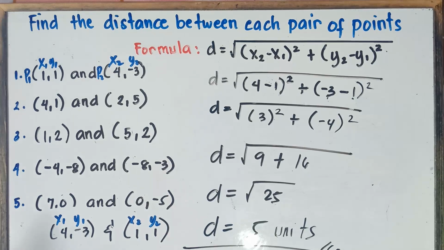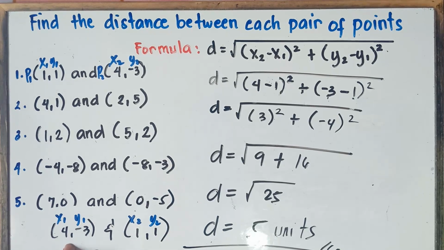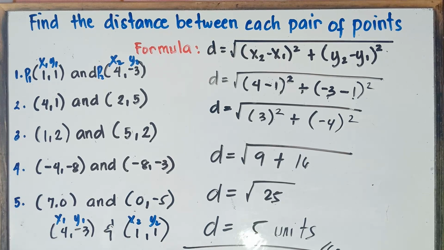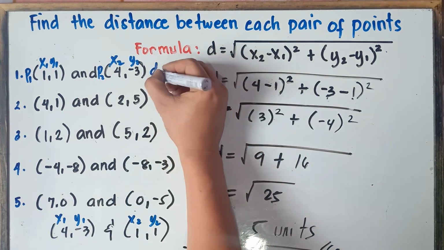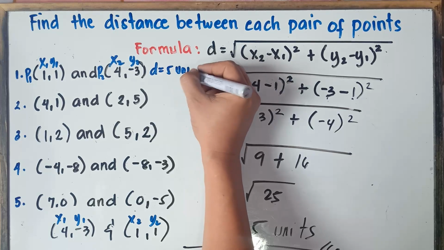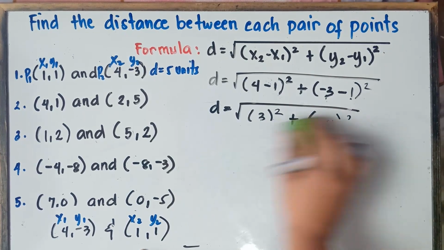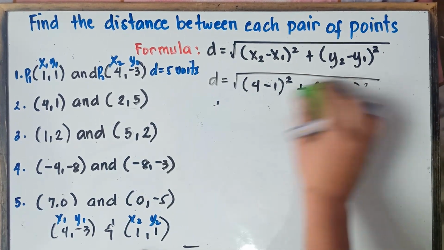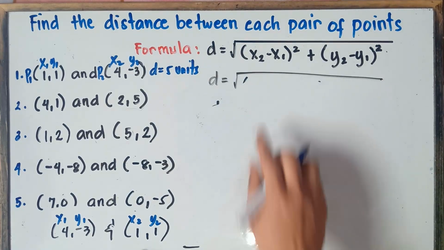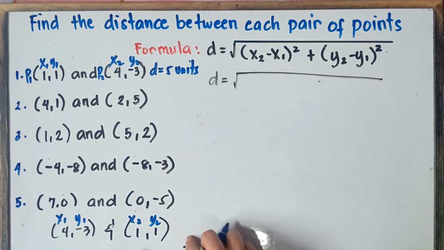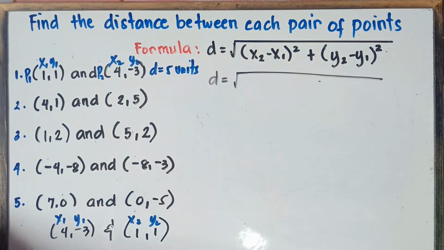Alright, so how about we try this one? Let's substitute this one and check if we have the same answer, 5 units. Alright, so D is equal to 5 units. Because we don't have enough time, class, let's do this one directly. Let's check if we will have the same answer. I'm sure you will.